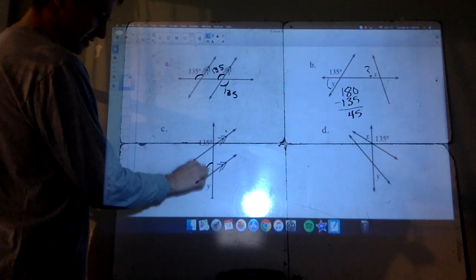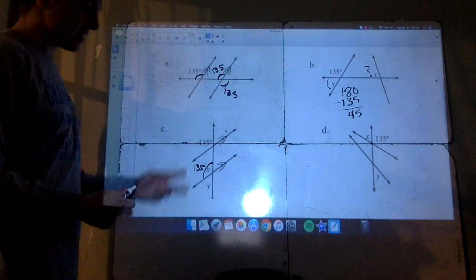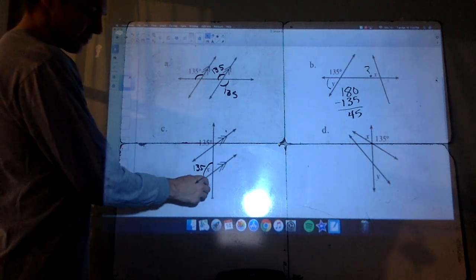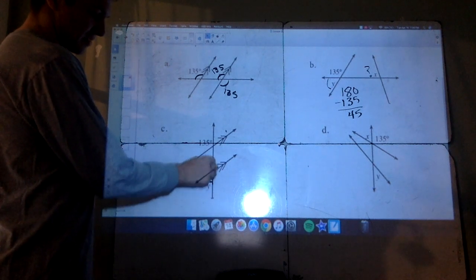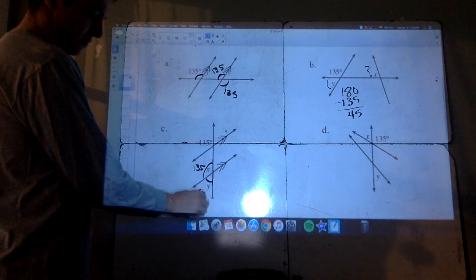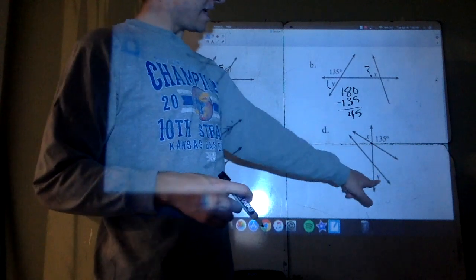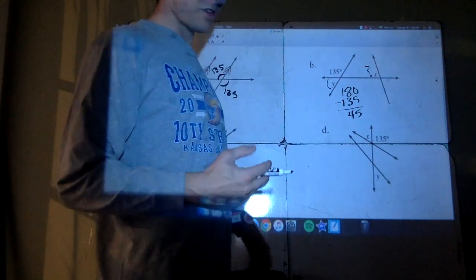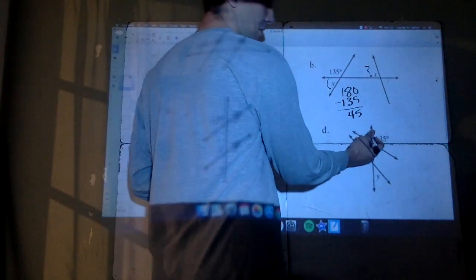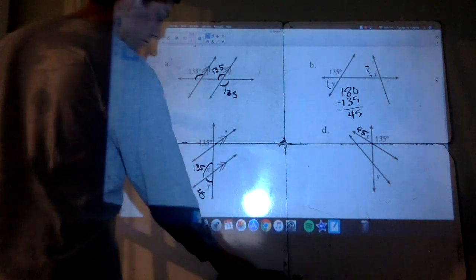Here the same deal, 135. That also has to be 135 because the lines are parallel. And then we can also say these make a straight line, so this is 45 degrees again. And over here, we cannot say anything because the lines aren't parallel, but we can still find X, where since it makes a straight line, that's also going to be 45.